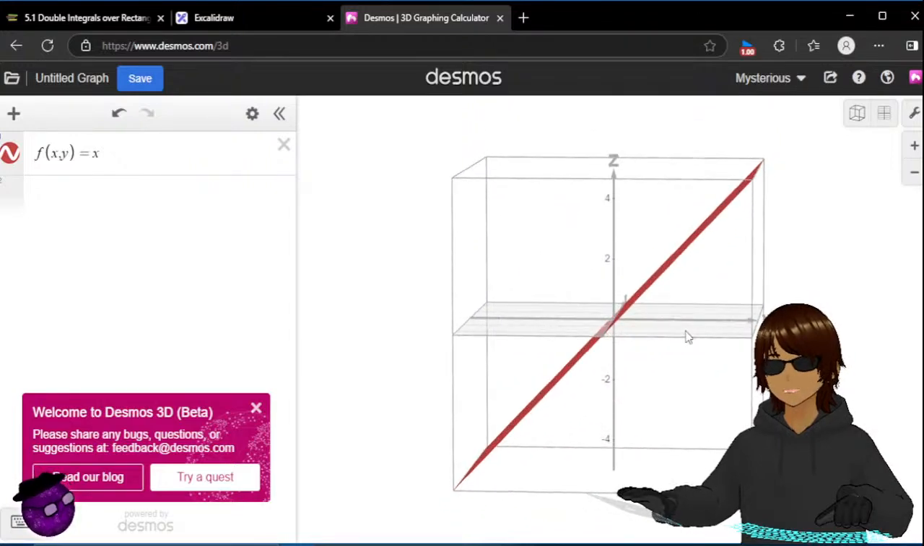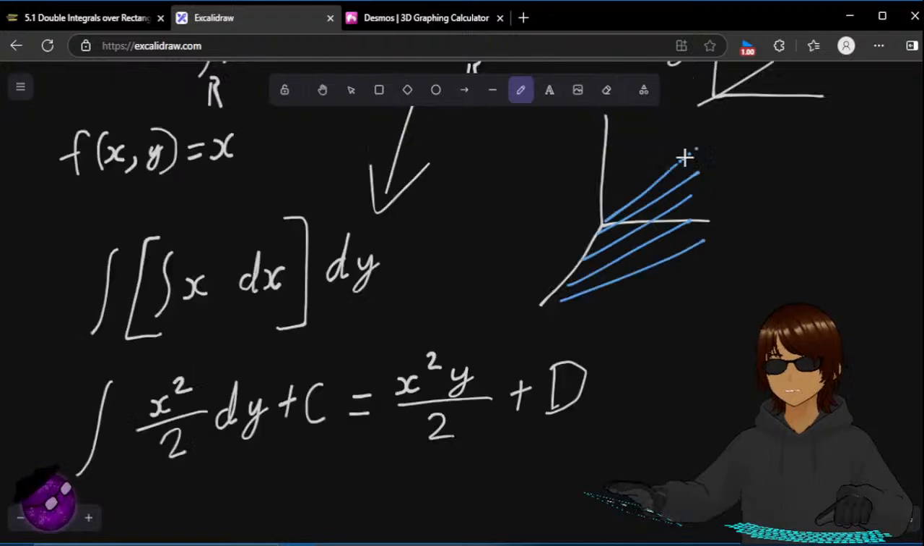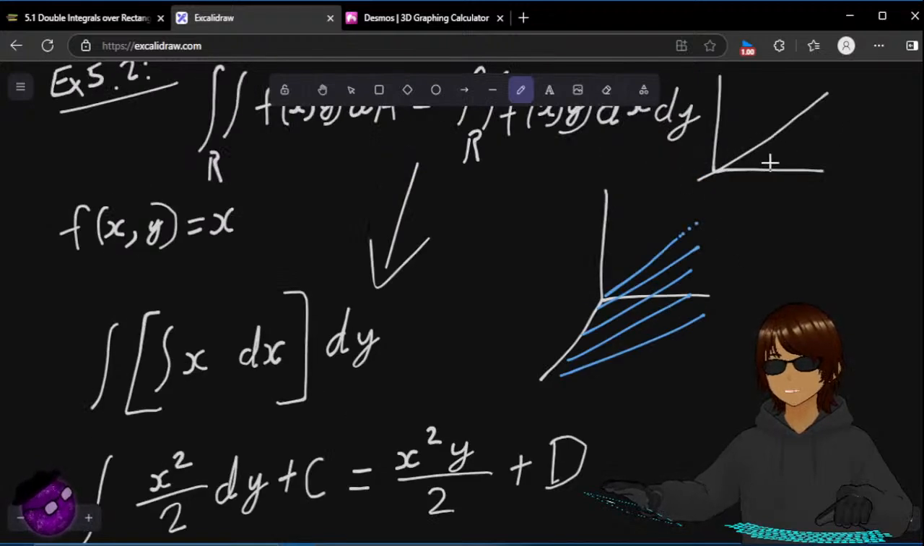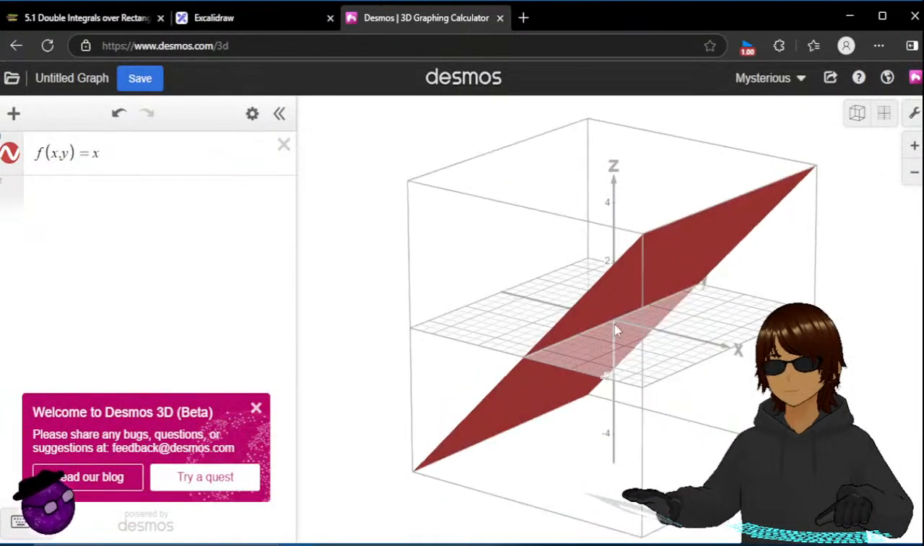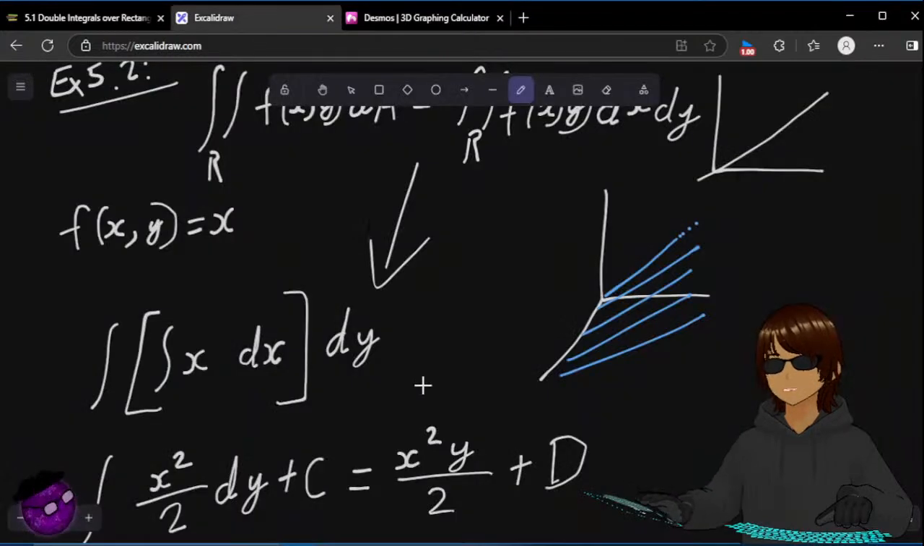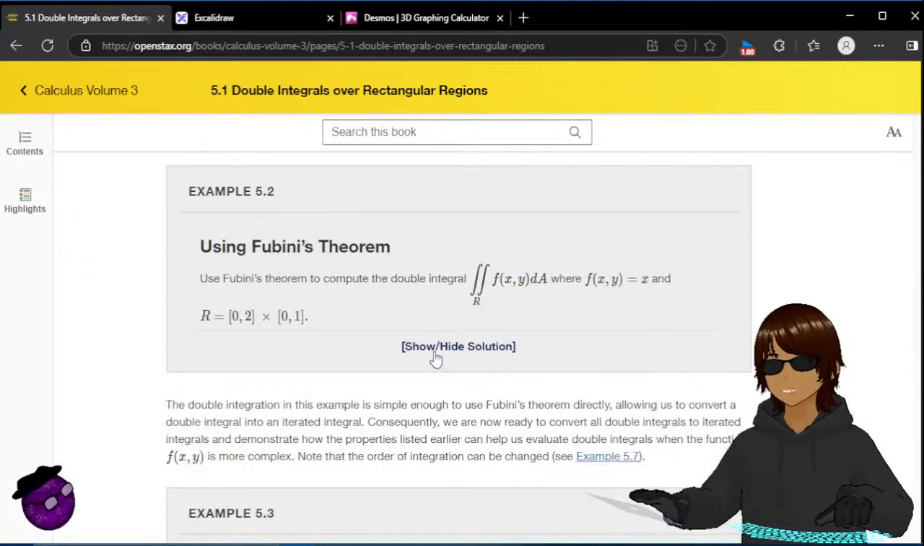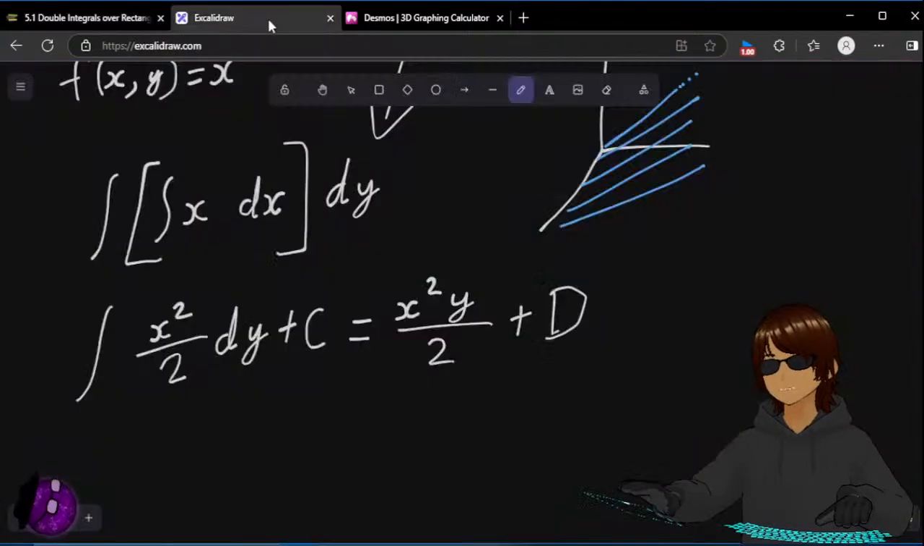So the area of a triangle could be x times y divided by 2. Then we are extending it like this, right? So that's why this is times x. So that makes sense. And this is over a region 0 to 2 and 0 to 1. So it's not indefinite. So 0 to 2 in the x and 0 to 1 in the y.